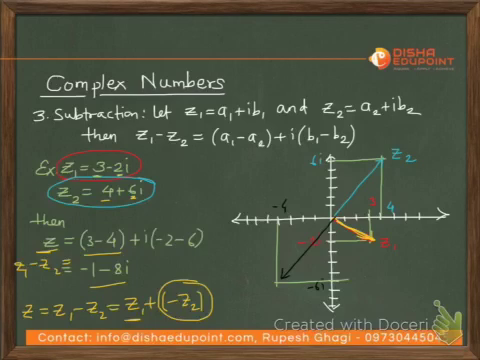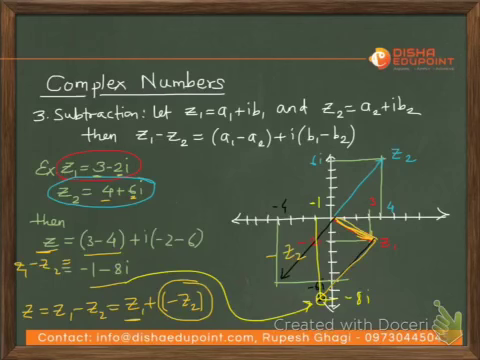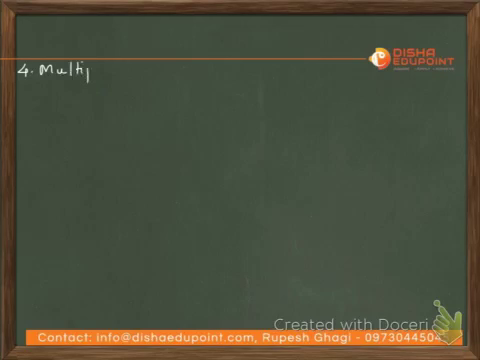So this was z2, so this is minus z2, right? Now what we are doing is we are adding this minus z2 to z1. This is z1 and this is minus z2, so this is our final answer, right? And this final answer is obviously 1 minus 8i. This is our answer. So again we have used the similar methods as we use in vector addition and subtraction.